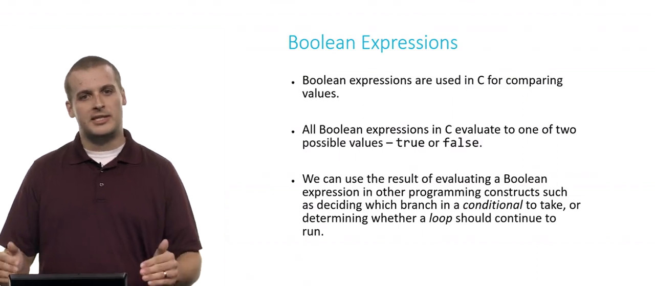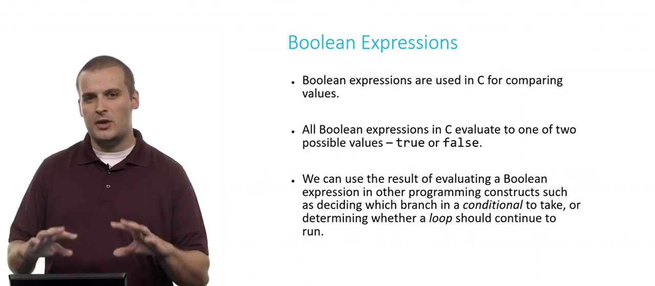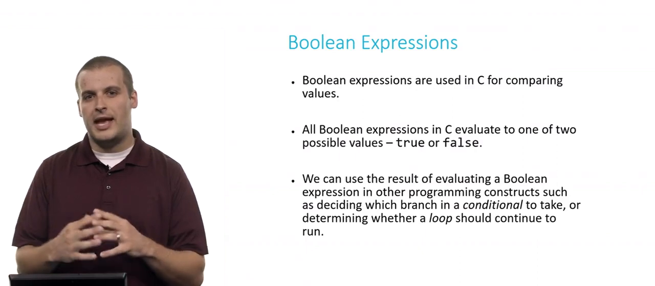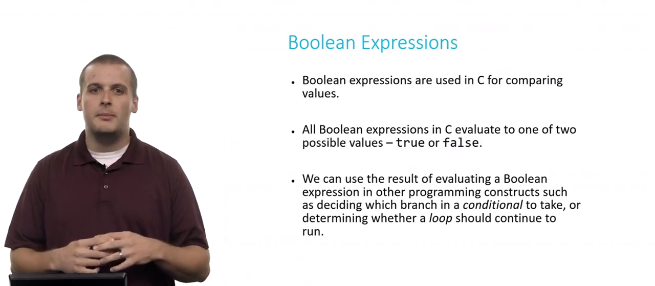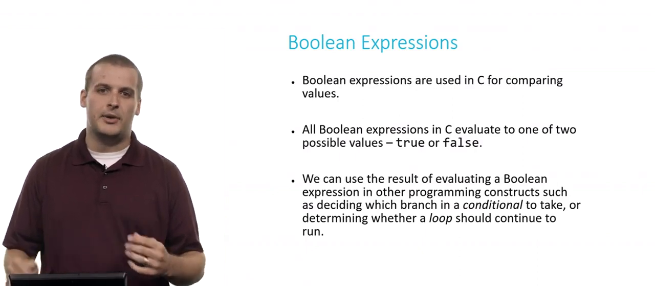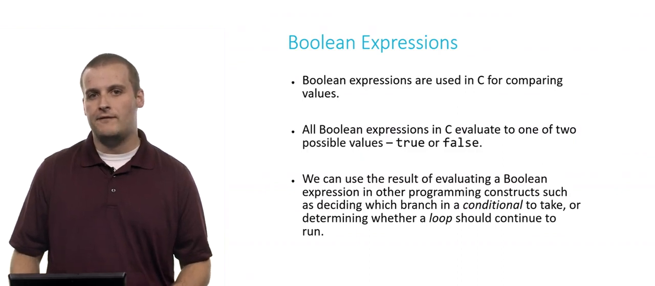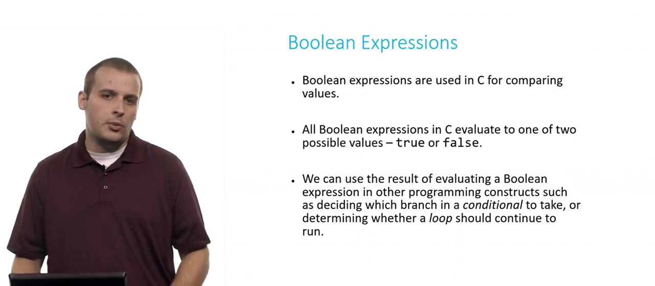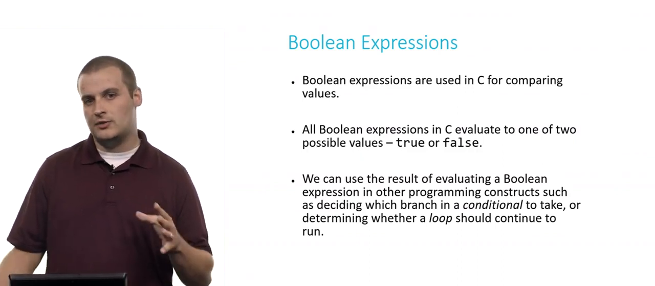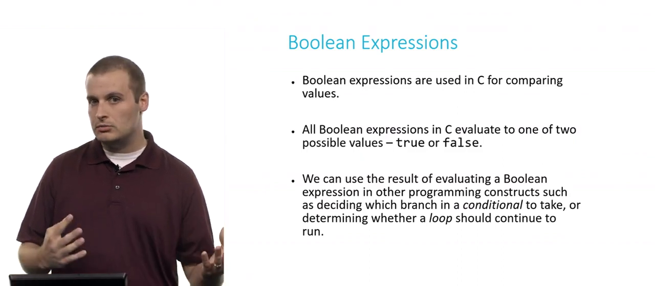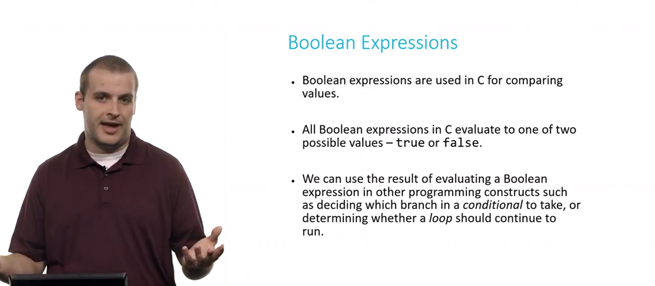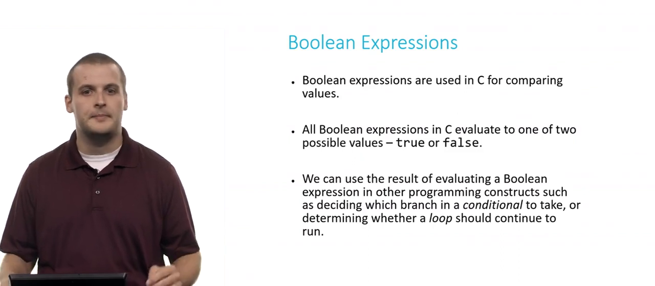So let's switch gears for a second and talk about Boolean expressions, all of which also fall into the overall category of operators. But Boolean expressions, unlike arithmetic operators, are used for comparing values. So again, all Boolean expressions in C evaluate to one of two possible values, recall, true or false. That's the only two values that a Boolean variable can take on.